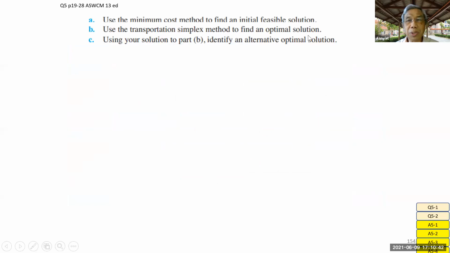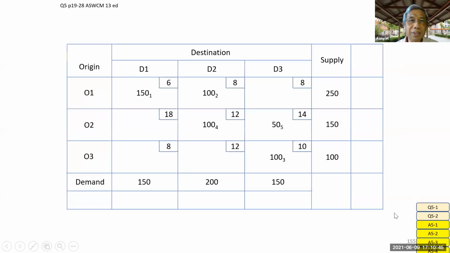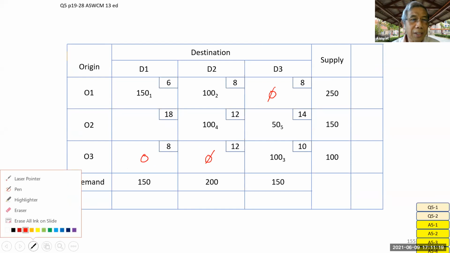So now, to answer question 2, if you were to find the optimal solution, use the transportation simplex method. Can we proceed? The condition is m plus n minus 1 must equal the number of basic cells. If it is not, then you have to create an artificial flow. How? Put 0. 0 is an artificial flow. You can use it anywhere, but only one 0 to make it equal to m plus n minus 1. In this case, we are okay.